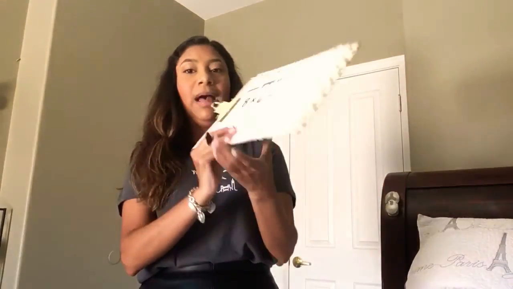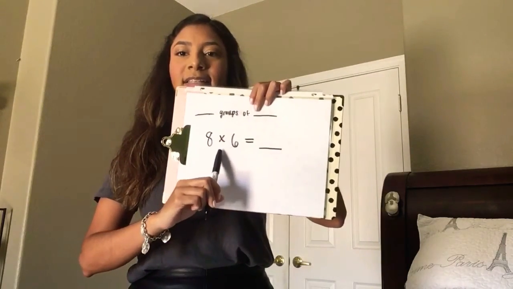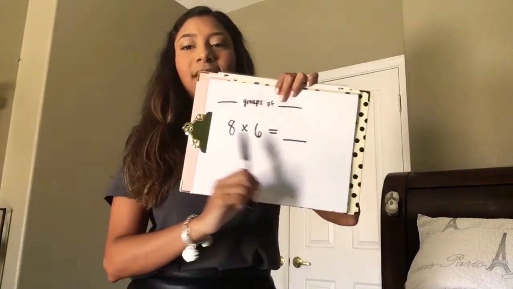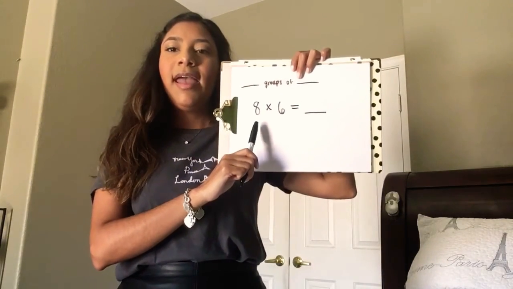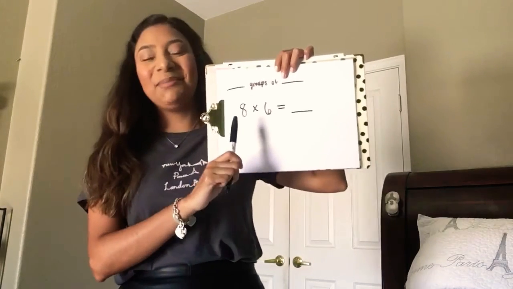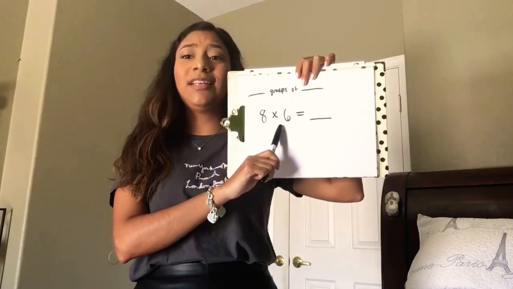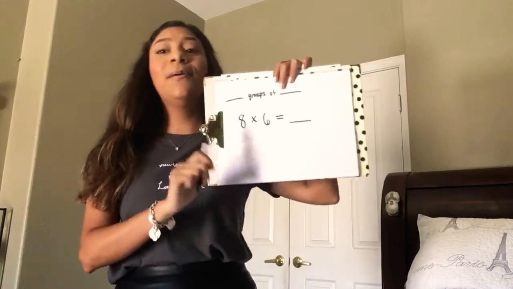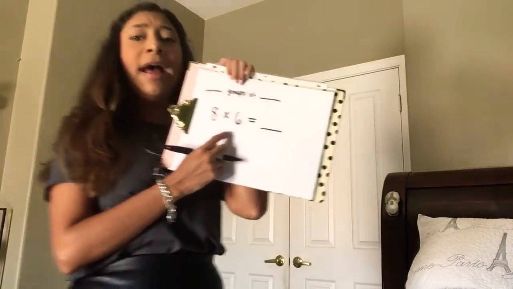My multiplication problem here is 8 times 6 equals blank. Let's say that together as a class. Ready, begin. 8 times 6 equals blank. One more time, from the beginning. Ready, begin. 8 times 6 equals blank. Perfect.